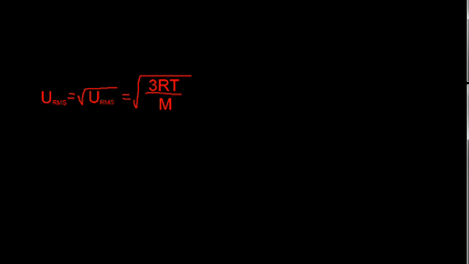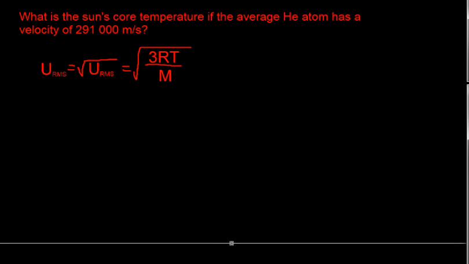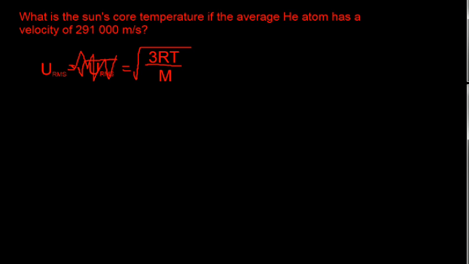And I wrote a question on this root mean square velocity. What is the sun's core temperature if the average helium atom there has a velocity of 291,000 meters per second? So that's pretty fast, but we can definitely still figure this out. It's doable. So we have this equation here, but we want to solve for temperature, not root mean square velocity anymore.